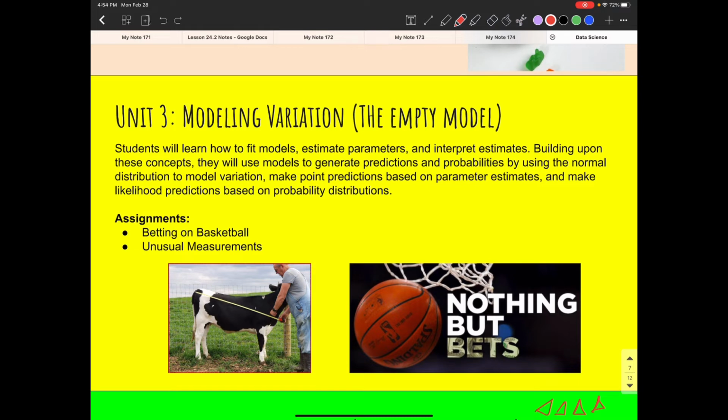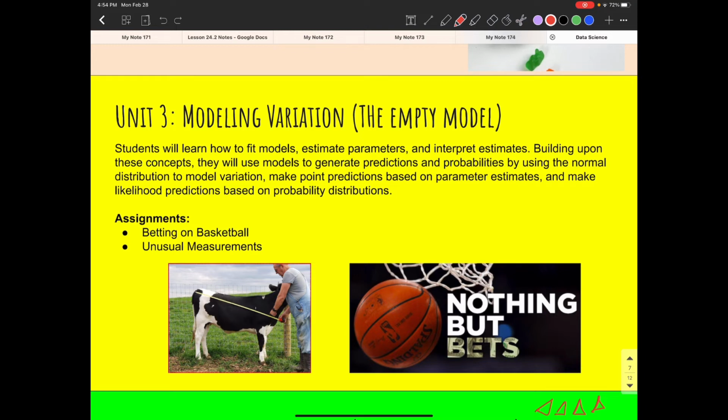Two assignments that we're going to be doing in this unit are, well, one is betting on basketball. One of the major reasons why we build models in the first place is to make predictions. And in this assignment, students are going to examine different models they can build to make predictions about something about basketball. So maybe how many points an NBA team might score in their next game.